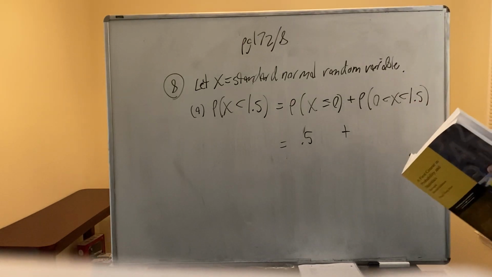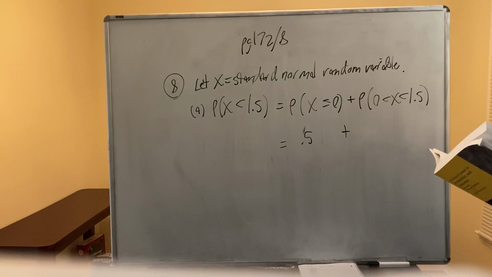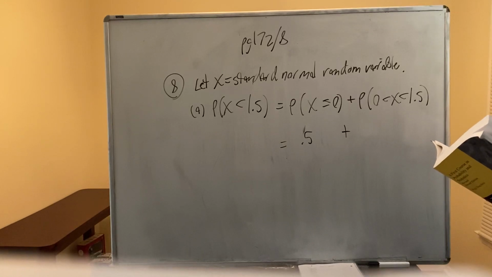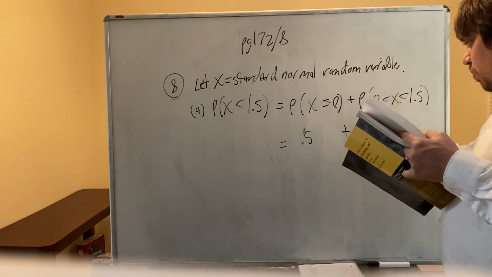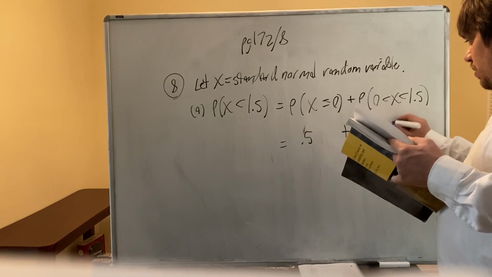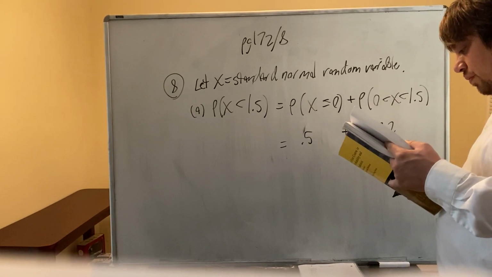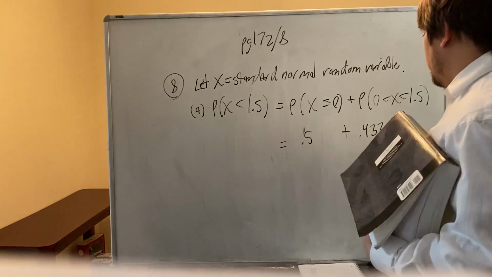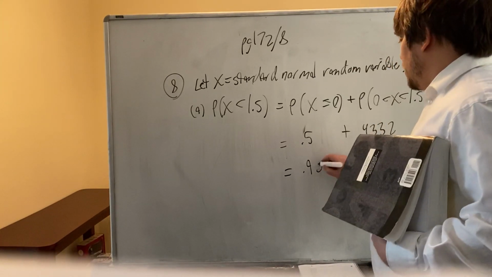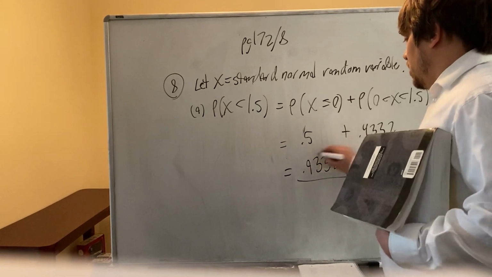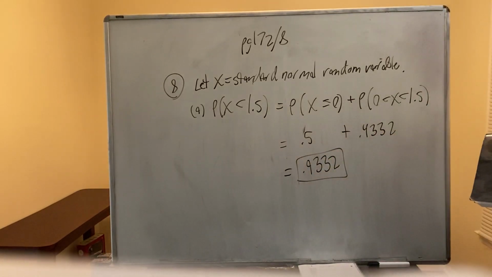Okay, now this is given by the table that I provide on Blackboard. And so the table tells you that this probability is 0.4332. So you just do 0.5 plus 0.4332, and you get that equals 0.9332. And so the probability that X is less than 1.5 is 0.9332. Right, so that's A.